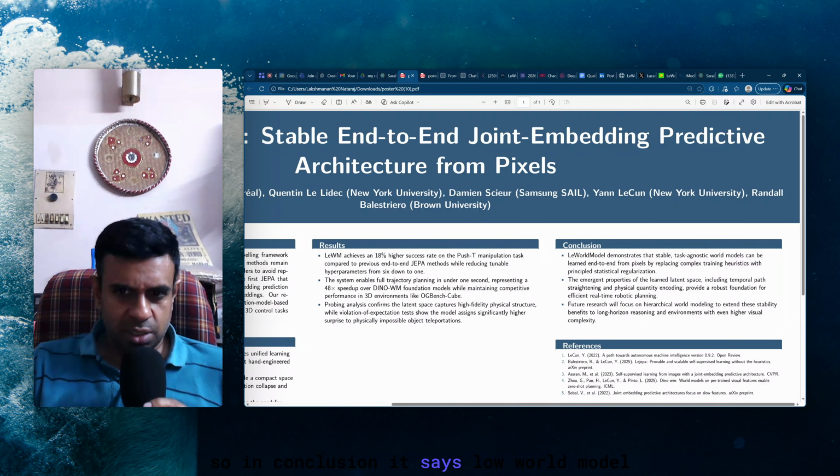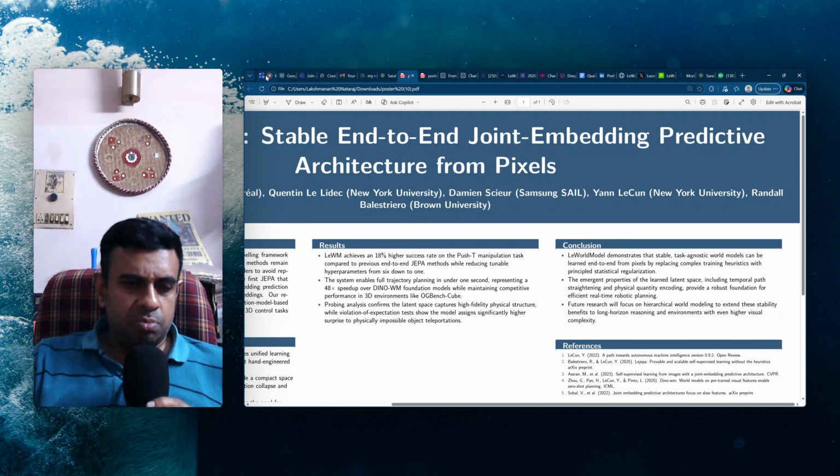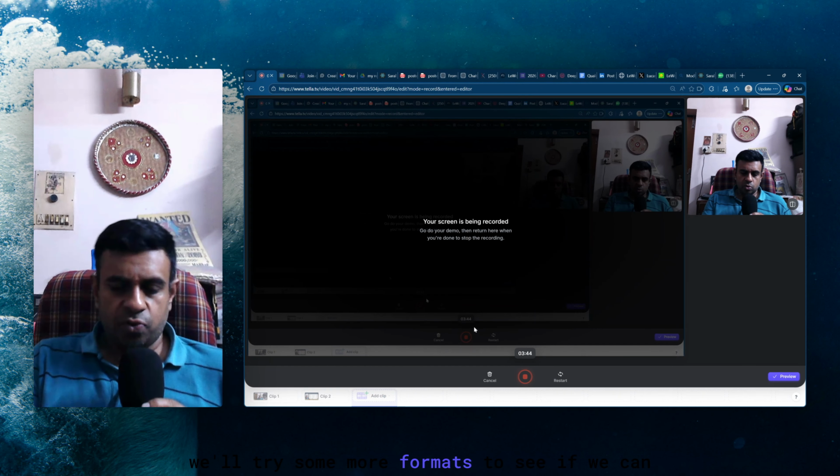In conclusion, it says LeWorldModel demonstrates that stable task-agnostic world models can be learned end-to-end from pixels by replacing complex training heuristics with principled statistical regularization. The emergent properties of the learned latent space include temporal straightening and physical quantity encoding and so on. Quick overview. I would say I understood everything, so maybe we'll try some more formats to see if we can understand further.